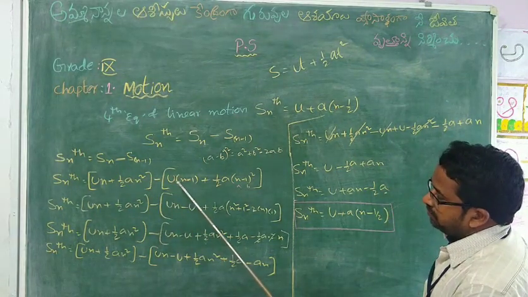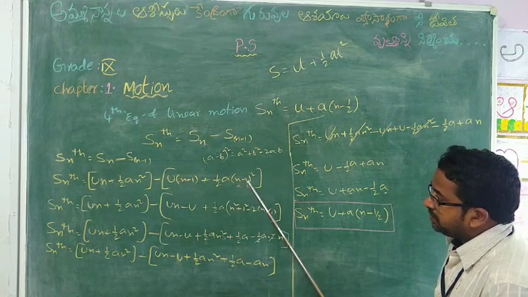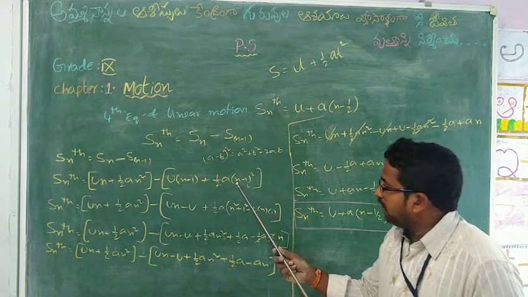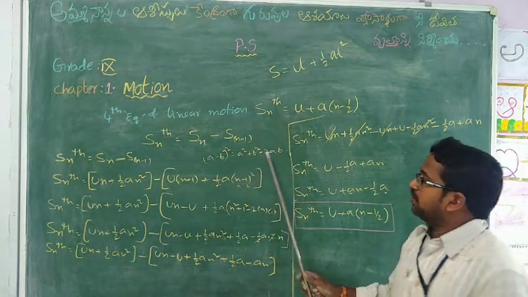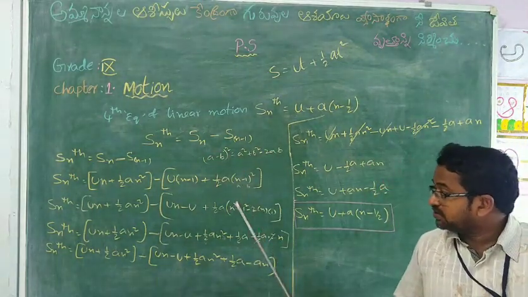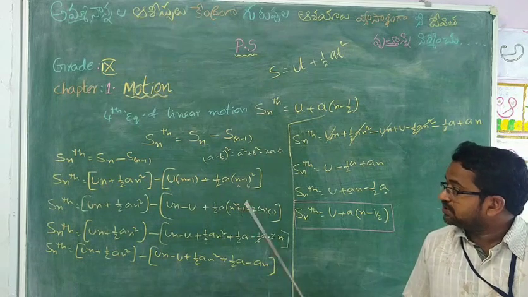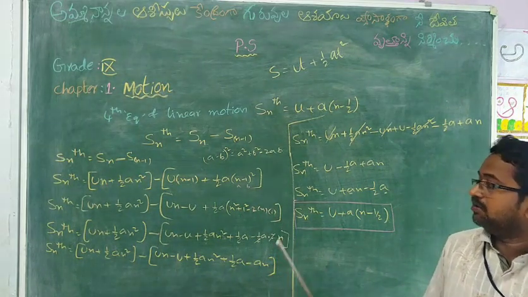U into n, un, minus 2 half a. It is in the form of a minus b whole square. What is the formula of a minus b whole square? a square plus b square minus 2ab. So a square, n square, b square, 1 square, minus 2ab, so minus 2n, 1.